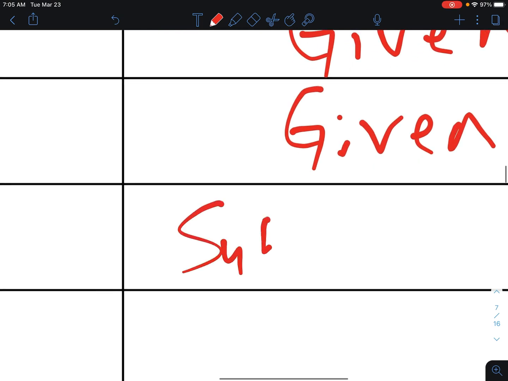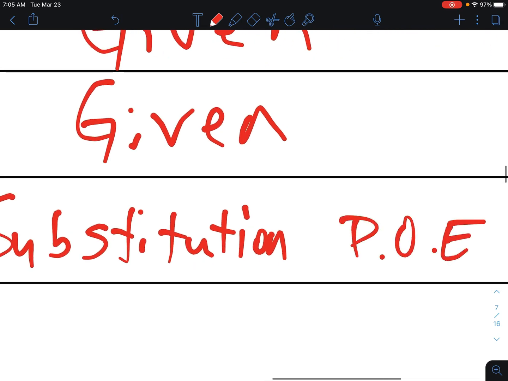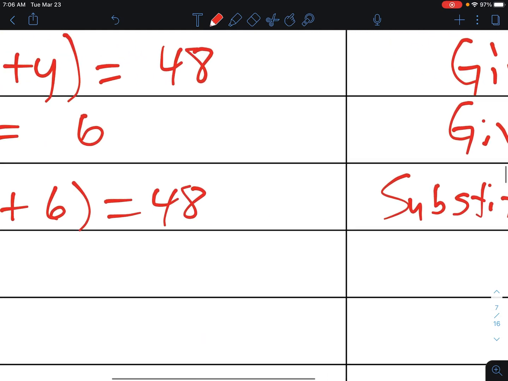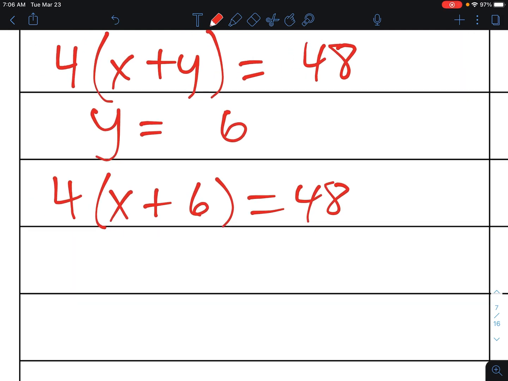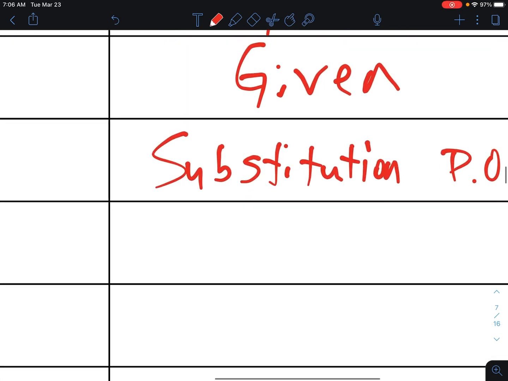What did I just do? I just substituted in the value for y. So the substitution property of equality. You can write out property of equality, or you can put POE. If it's not there, you're going to be losing some points, okay? So all we did was substitute, and then we could say, all right, let's go through and solve. Some of us will go, hey, I'm going to multiply that through. What did we just do? What do we call that? That was the distributive property.